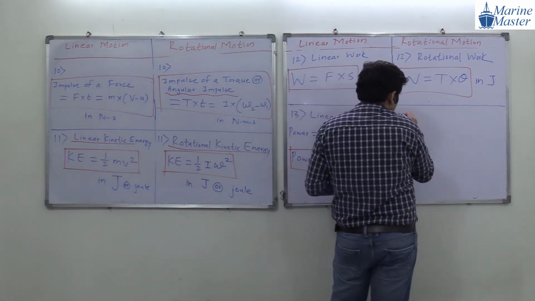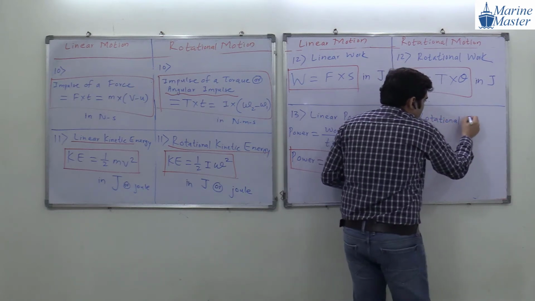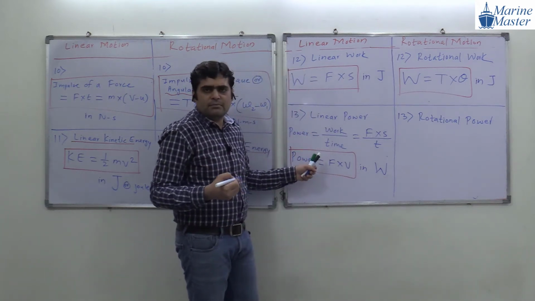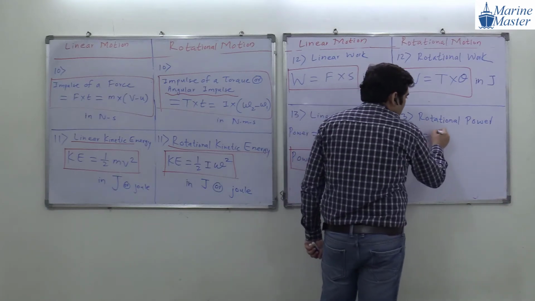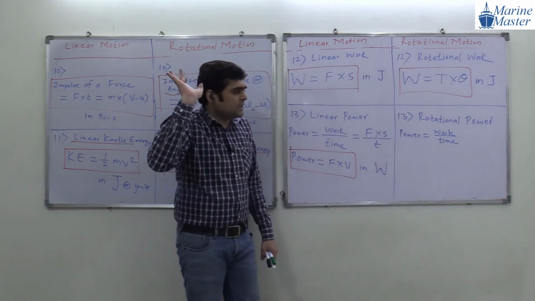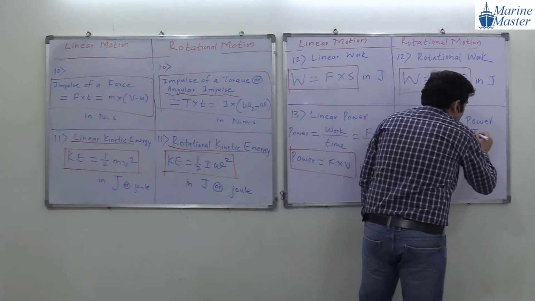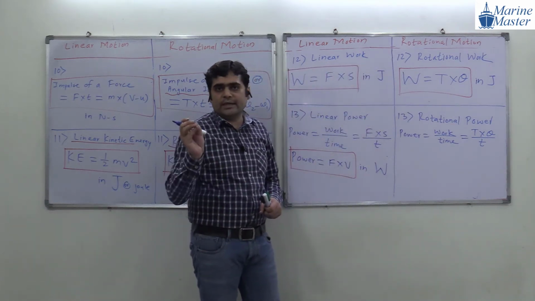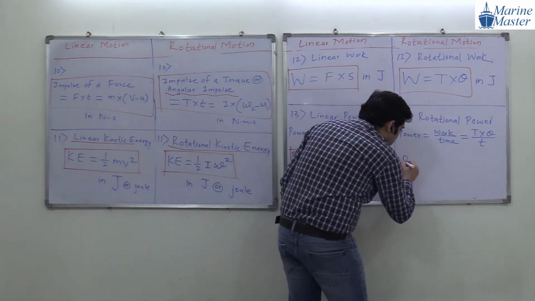The same scenario applies. 13th point, rotational power. Everyone observe the things. Here we have work upon time. What is the basic definition of power? Work done per unit time. So here for linear it was F into S by T. For rotational, work is torque into theta, divided by T. Torque into theta by T. So what can we say, guys? Power will be equal to what?